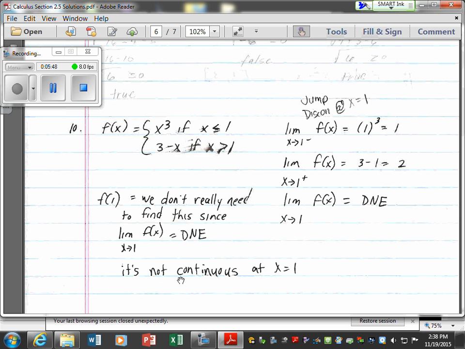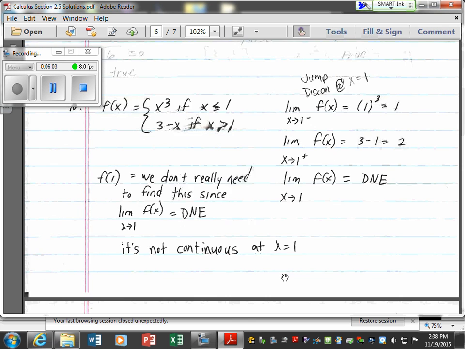We already know it's not continuous because, first of all, if this doesn't exist, then it's not going to be continuous, because it already fails one of the 3 criteria of the definition we started this lesson with, right? So it's not continuous at x equals 1.